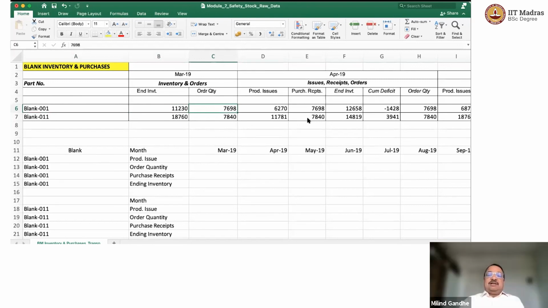After that, for every month, Shiv has given us some data. So what is the data he has given us? Looks like in April of 2019, to the factory, we issued 6,270 blanks for production that they could process. The order that we had placed for 7698 units actually came.